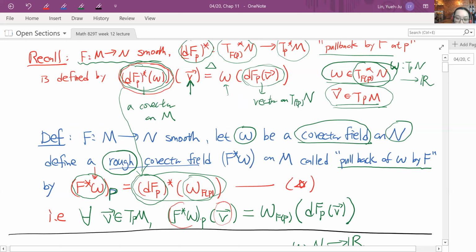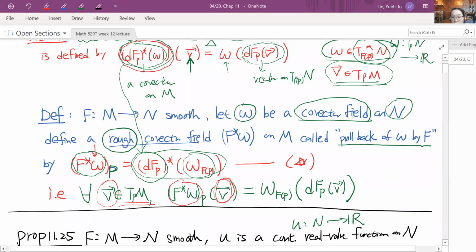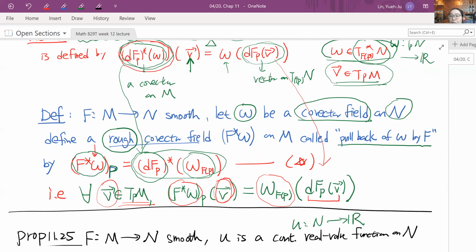So when you pull back the covector field W by F and evaluate at P, it should be a covector. In order to see what this covector really means, you plug in a vector here. So for any vector V in TPM, I want to see how to define it. The definition is from the above: you take W evaluated at f of P, and the vector you input now is the differential df of V. So that's how we combine the above definitions altogether.